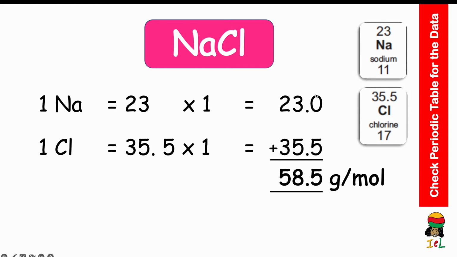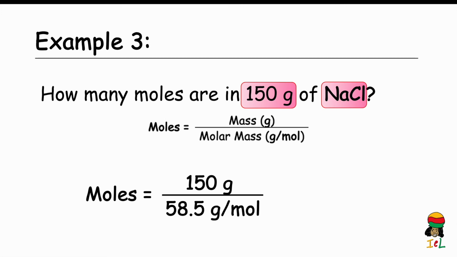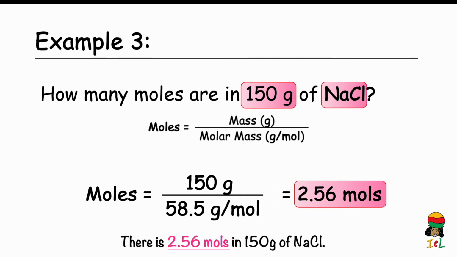The total molar mass of sodium chloride is 58.5 grams per mole. Consequently, the moles of sodium chloride works out to be 150 grams divided by 58.5 grams per mole, and we end up with 2.56 moles. Therefore, we have 2.56 moles of sodium chloride in 150 grams.